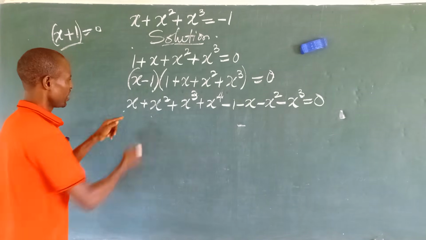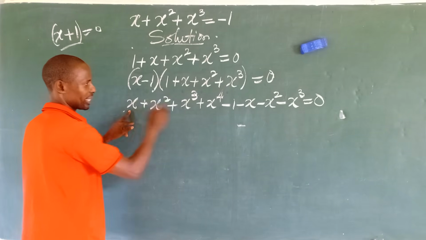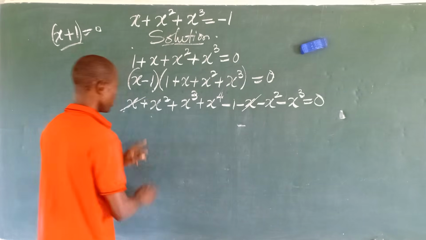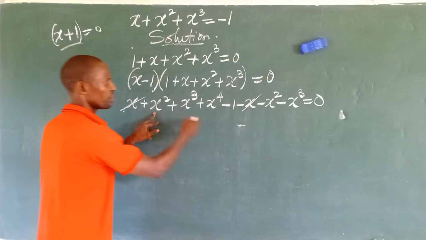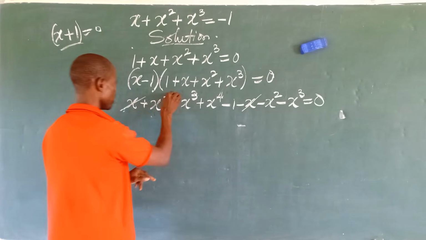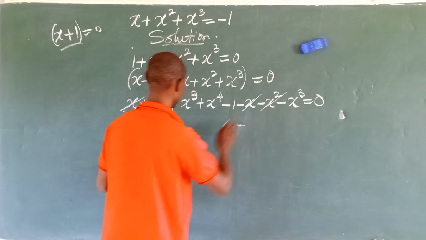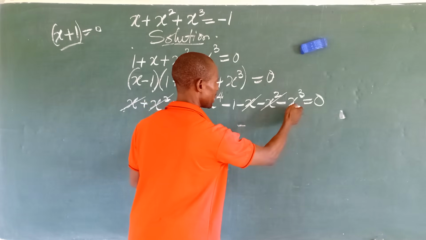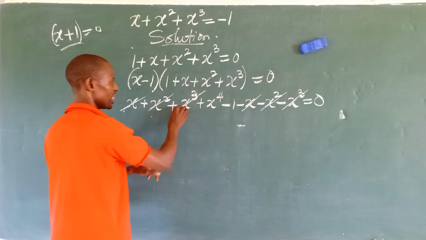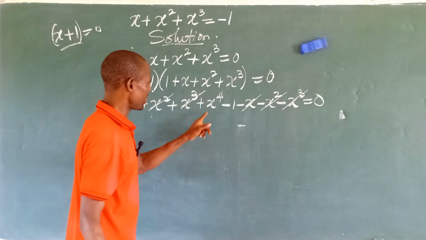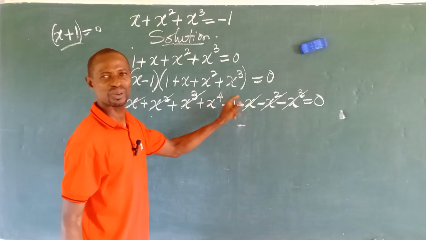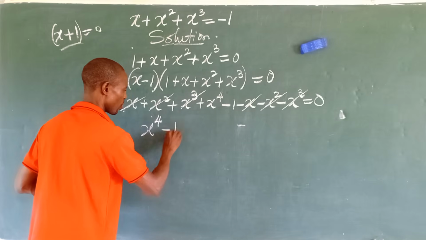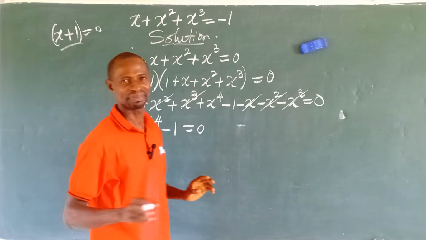Good. So we are having plus x, and here we are having minus x. So this goes with this. We are having plus x to the power of 2, and we are having minus x to the power of 2. So this goes with this. We are having x to the power of 3, and we are having the negative of it here. So this goes with this. So invariably we are left with just x to the power of 4 minus 1. So we now have x to the power of 4 minus 1 equal to 0.